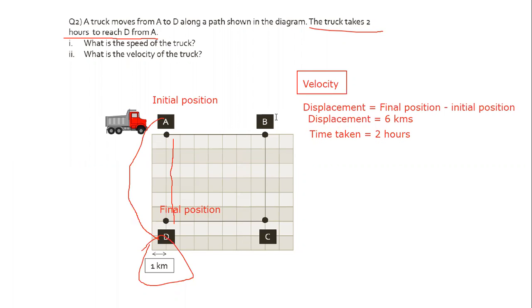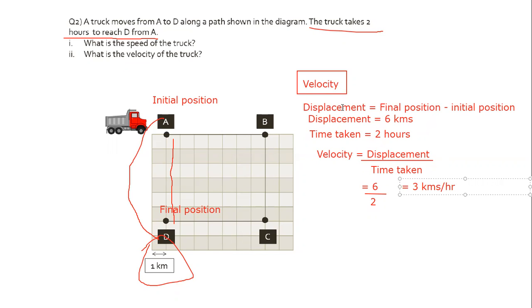So what is the formula of velocity? The formula of velocity is displacement divided by time taken. So our formula is velocity is equal to displacement divided by time taken. Our displacement is 6 kilometers. Our time is 2 hours. We put the values in the formula and we get 6 by 2, that is 3 kilometers per hour. Okay, that is our velocity.